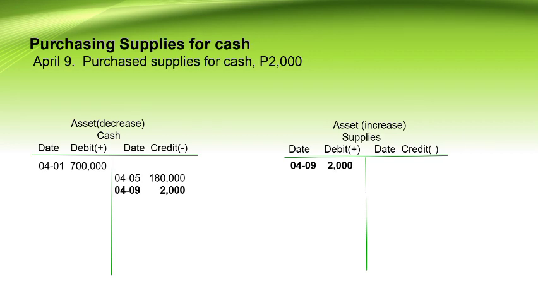April 9, purchase supplies for cash, 2,000. Okay, for our third transaction, purchasing supplies for cash increases the asset, supplies, and decreases the asset, which is cash. Assets are increased by debits and decreased by credits. To be more precise, supplies is debited and cash is credited for 2,000.